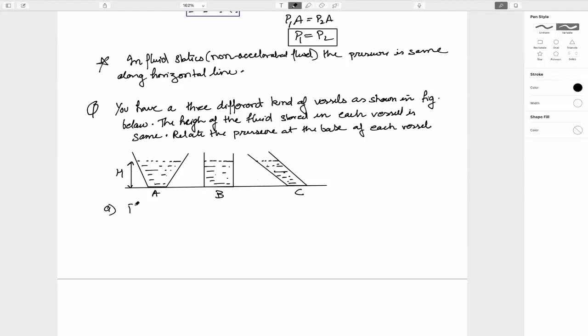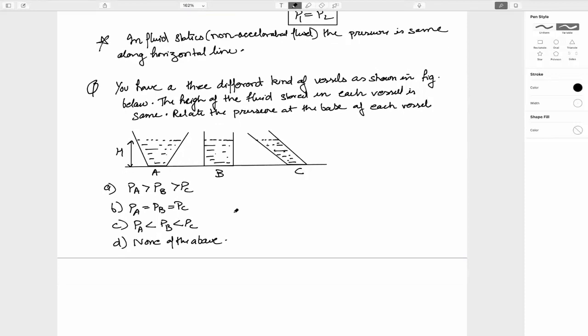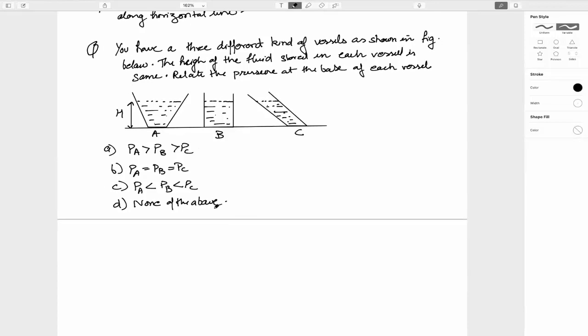The options are PA, PB, PC. PA is equal to PB is equal to PC. PA, PB, PC, none of the above. So tomorrow I will start with this question and will try to prove the solution of this question using two different shapes. So that's all for today.